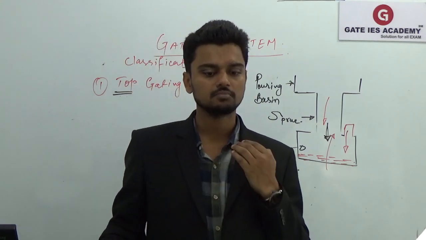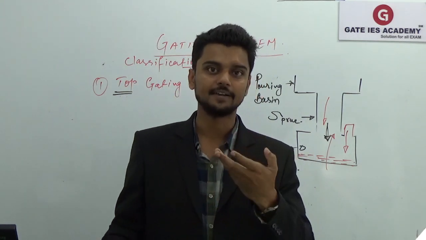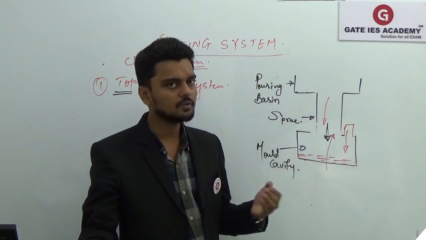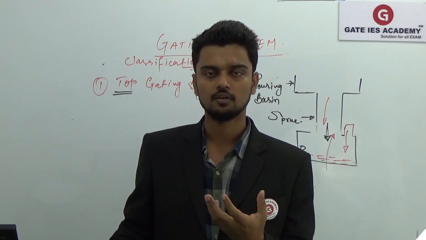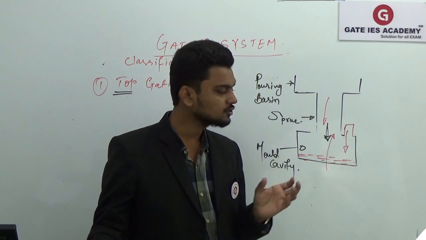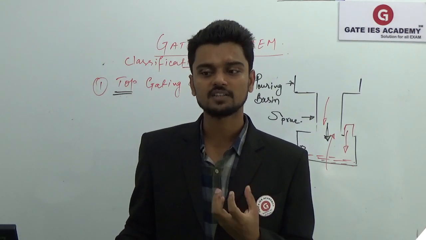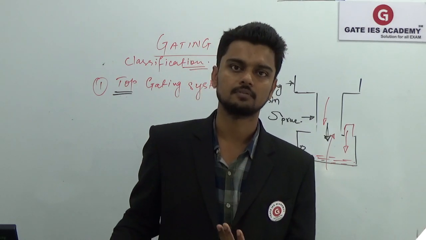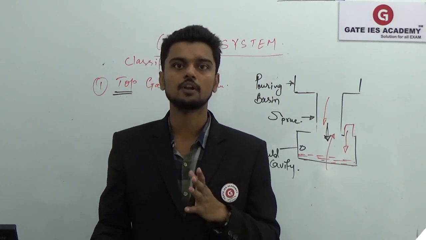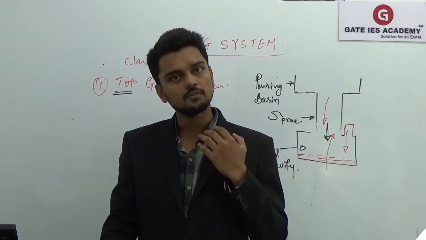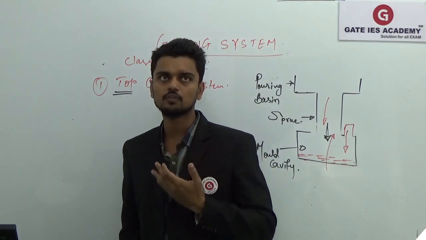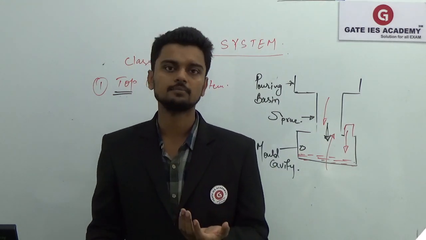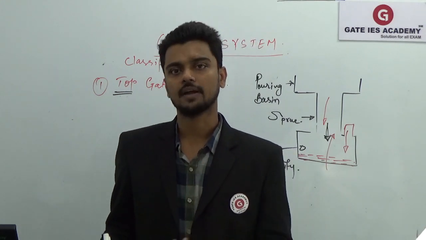As I said, velocity is directly proportional to height, so the velocity at the base will be very high, and it will cause mold erosion. So this top gating system is used for small castings, meaning castings which are not that deep. For castings whose height is very high, we will not use the top gating system, because it will cause sand erosion at the base and the casting will have defects.